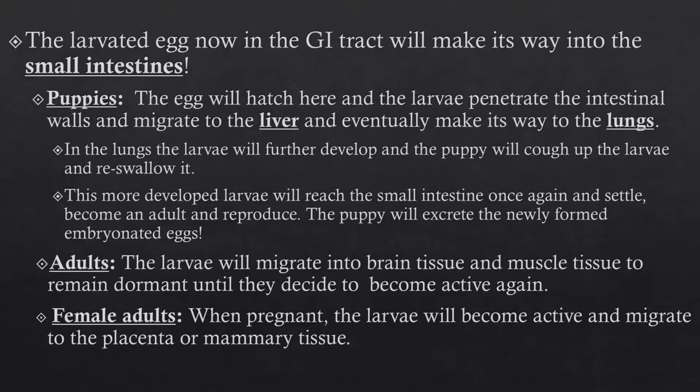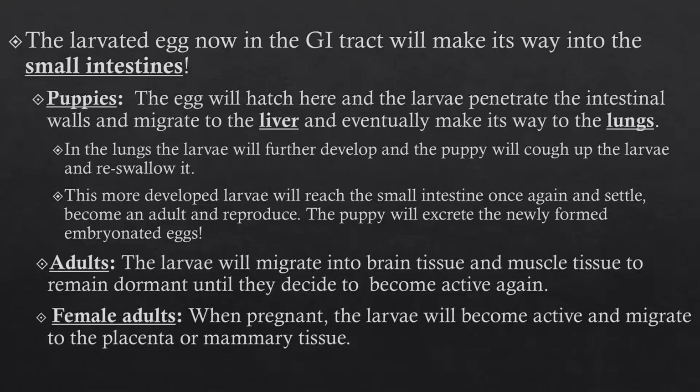The larva will now penetrate the intestinal walls and then migrate to the liver and eventually make its way to the lungs. In the lungs, it will develop more, and it will cause irritation to the lungs, which will make the animal cough. The larva will be coughed up, and it will be in the mouth, and the animal will then swallow the larva again. The larva will end up back in the small intestine, settle, and reproduce. And then this animal will also excrete newly formed embryonated eggs.